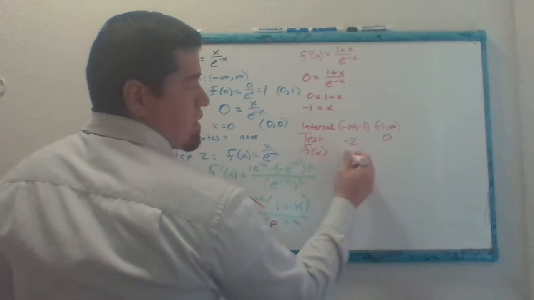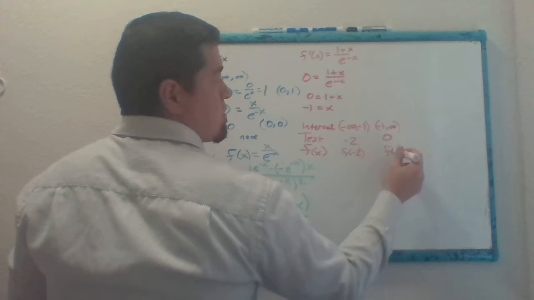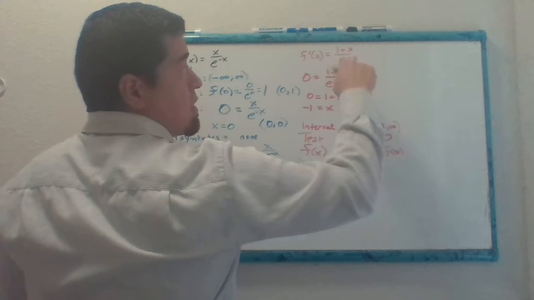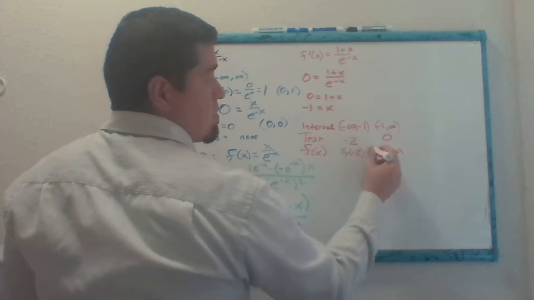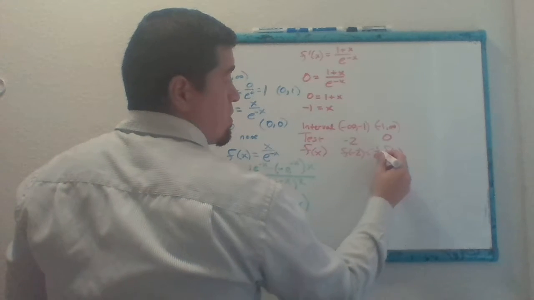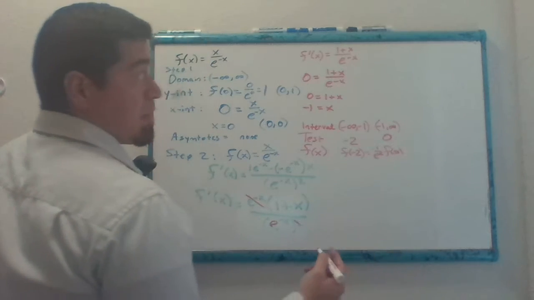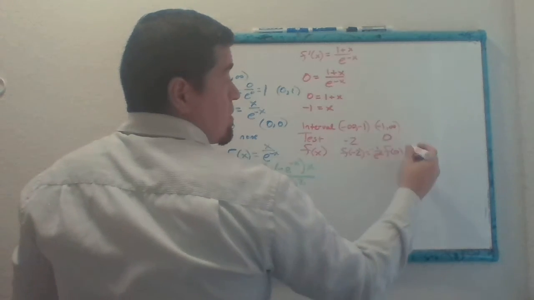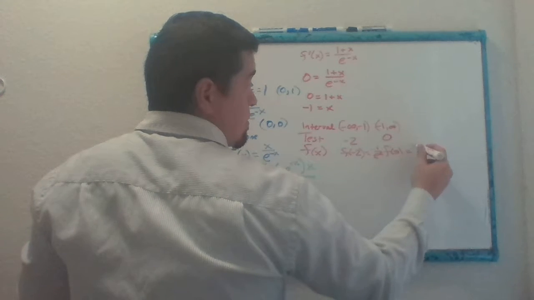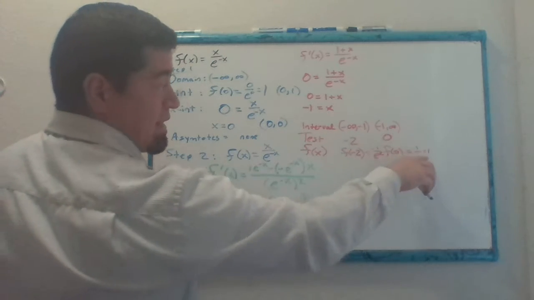For f prime of x, I'm going to plug in f prime of negative 2 and figure out what that is. We're going to plug in f prime of 0 and figure out what that is. f prime of negative 2 would just be negative 1 over e to the negative 2, negative 2, so e to the 2, which really the bottom doesn't matter. I just know this is going to be negative, so that's all I'm worried about. 1 plus 0 is 1, and e to the 0 is 1, so it's 1 over 1, which is 1. Again, all I care about is that that's positive.